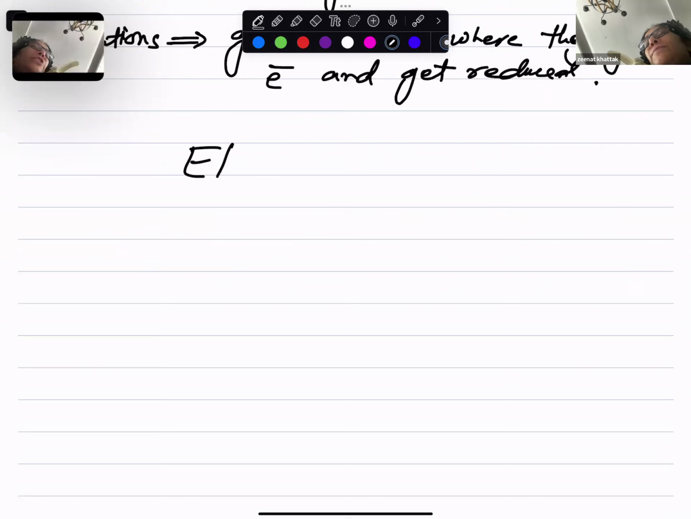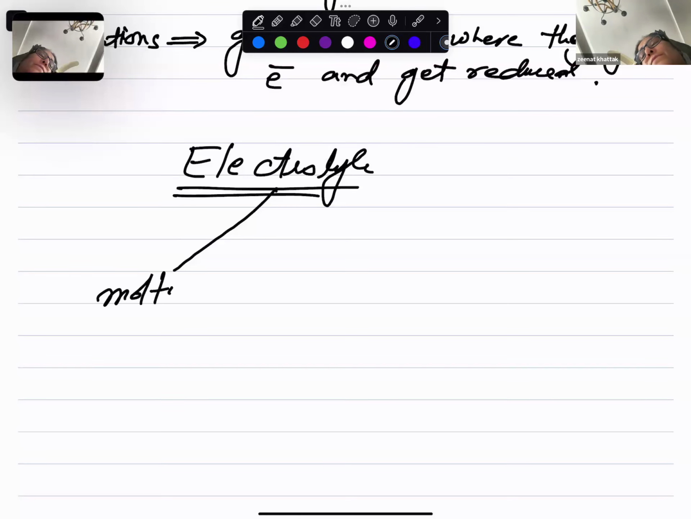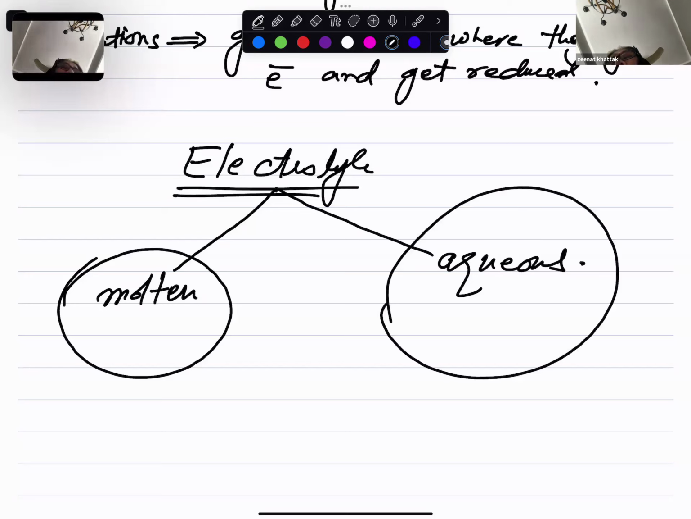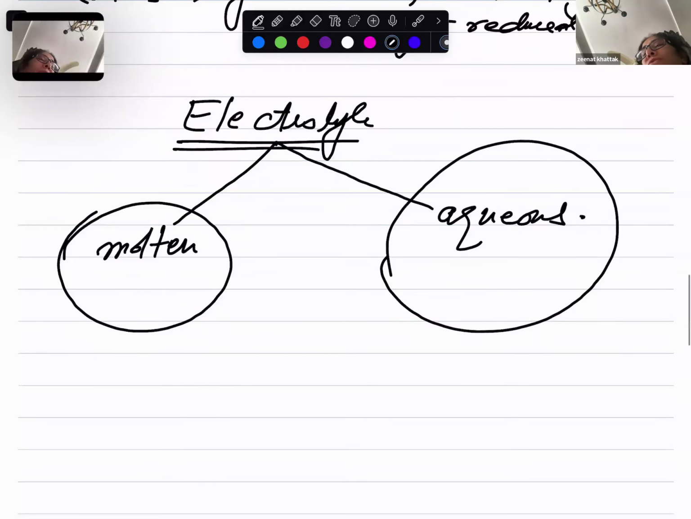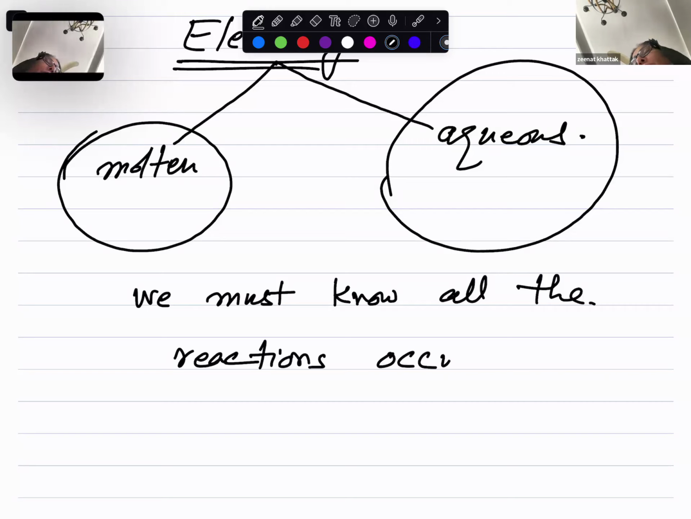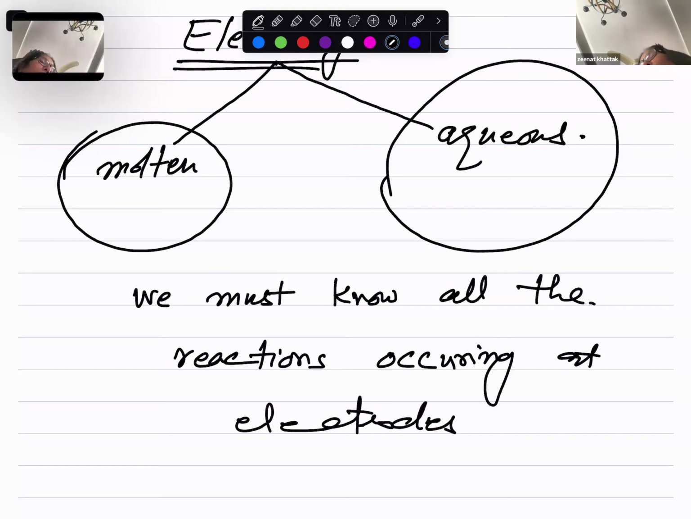The electrolyte we are dealing with could be molten, or it could be aqueous. Molten and aqueous are two different cases. We have to deal with them separately. We must know how to write the reaction and what happens to the electrolyte. But first, we must know all the reactions occurring at the electrodes before dealing with molten and aqueous. So what are the reactions?